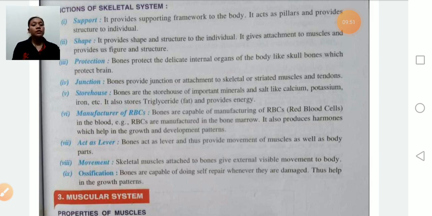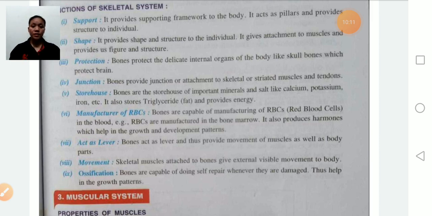Bones act as a storehouse. Bones store important mineral salts like calcium, potassium, iron, etc. Bones are made of calcium.